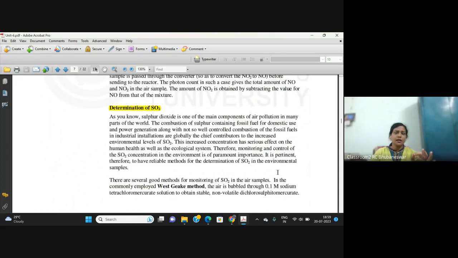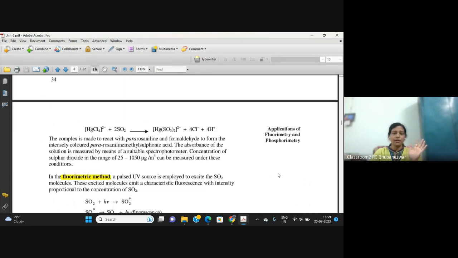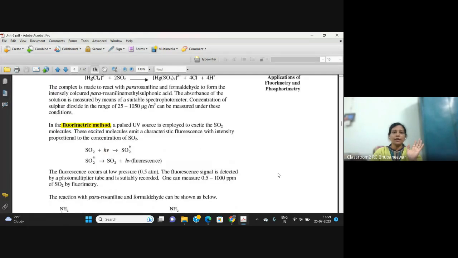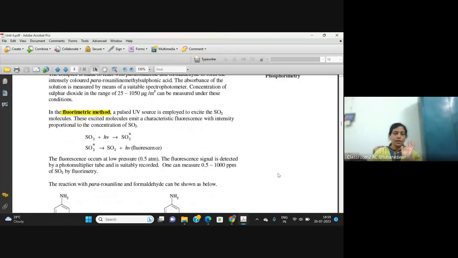So you can imagine that in whatever way you can use these fluorescence techniques, this luminescence you can use very elaborately. In the fluorimetric method, how will you measure sulfur dioxide? A pulsed UV source is employed to excite the SO2 molecules. These excited molecules emit a characteristic fluorescence with intensity that is proportional to the concentration of SO2. Understood? Quantitatively, the pulse is applied, you excite the molecule, and the excited molecule emits characteristic fluorescence with intensity proportional to concentration. That I was telling you, intensity is proportional to your concentration.